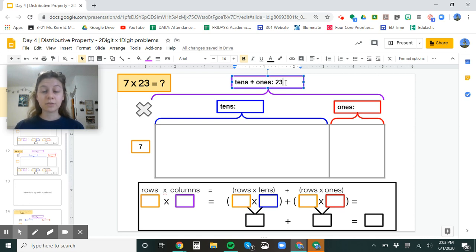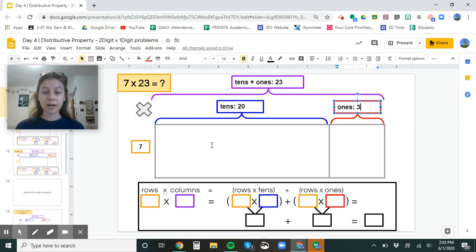So now I need to decompose 23 into 10s and 1s. Now, I don't have base 10 blocks this time, so I'm just going to have to think of the value of each of these numbers. We have a 2 in the tens place, so 2 tens equals 20. Then we have a 3 in the ones place, so that has a value of 3. So I'm going to type a 3 in the ones box.